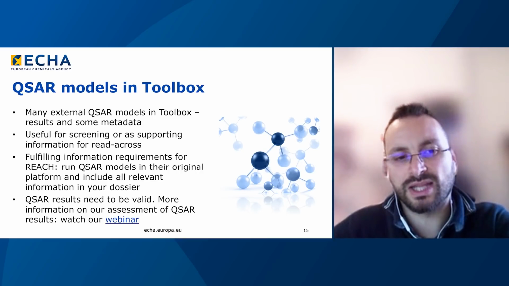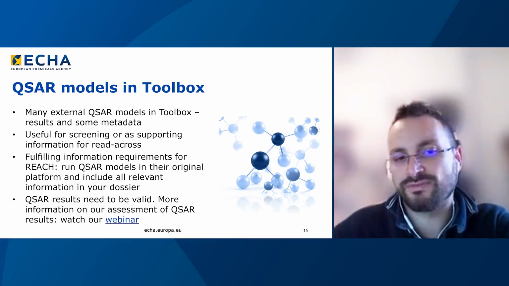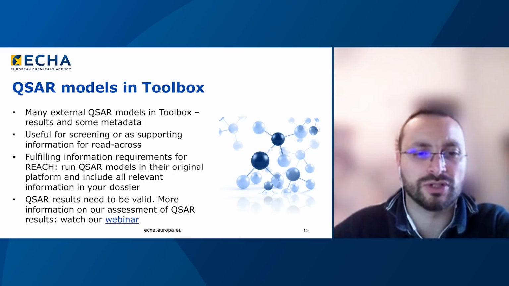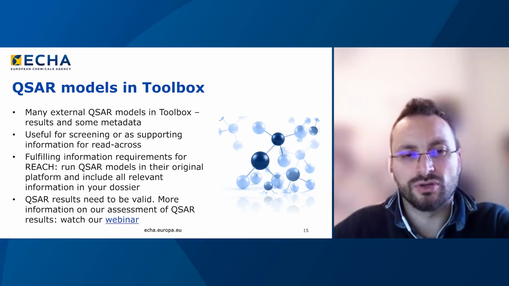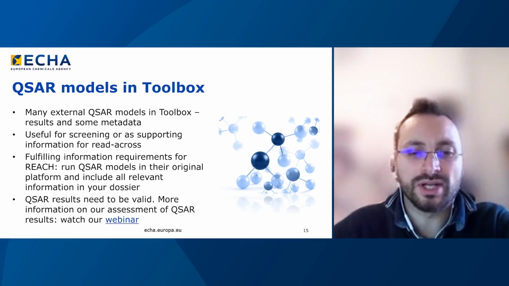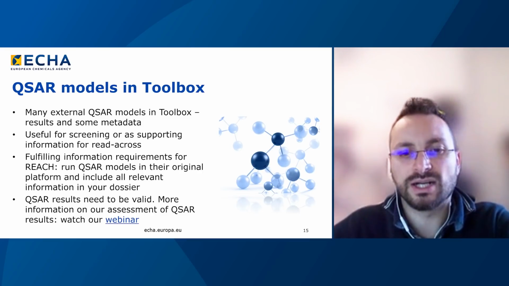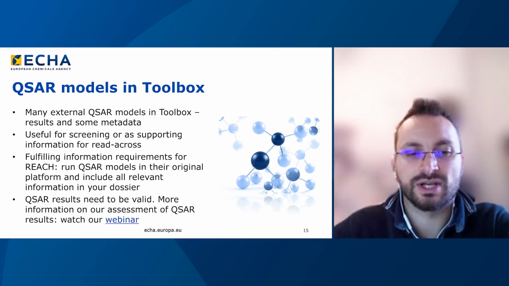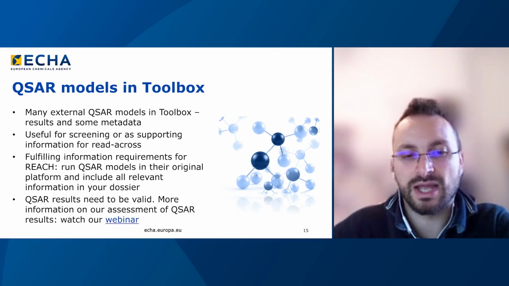because there you will get the full report with all details, for example, structure of analogs for some type of QSAR models, also all the documentation and so on. So you better run the QSAR models in their original platform and then include all relevant information in your dossier. The results will be accepted only if they are valid. And earlier this year, we have also published a webinar on how ECHA assesses the validity of QSAR results. Here you can find the link and can have a look if you haven't watched it yet.